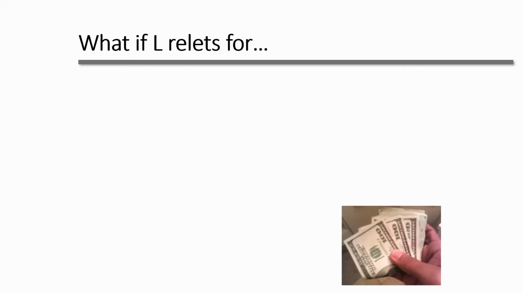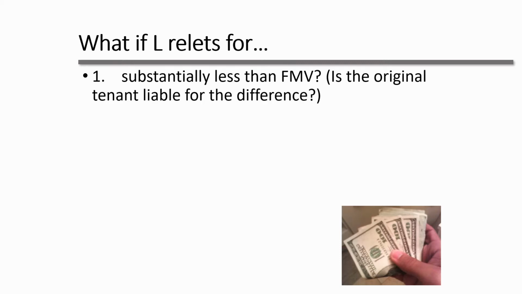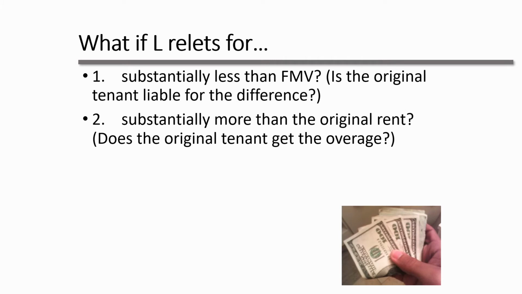Here are a couple of questions. What if the landlord relets for substantially less than the fair market rent? Is the original tenant liable for the difference? Well, I think the proper answer to that question is that the original tenant is liable for the difference between the contract rent that the old tenant agreed to pay and the current fair market rent. If the landlord relet at a bargain rent less than current fair rental value, then the landlord will have to suffer that difference.